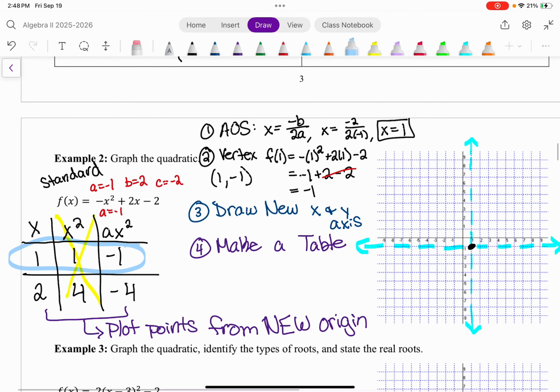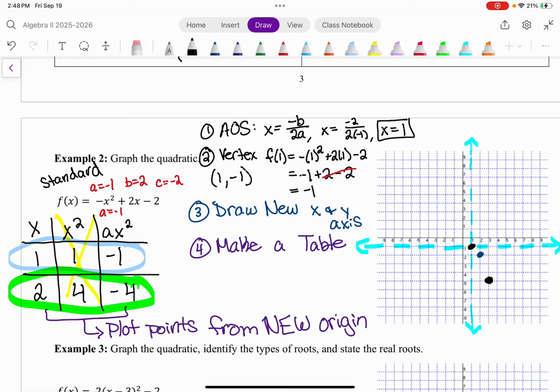So from that new origin, I'm going to go right 1, down 1, plot a point. Then our second point is going to be at 2, -4. So from our new origin or vertex, I'm going to go right 2 and then down 4, plot a point.